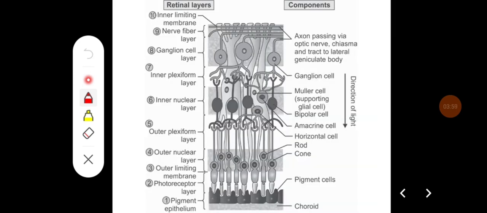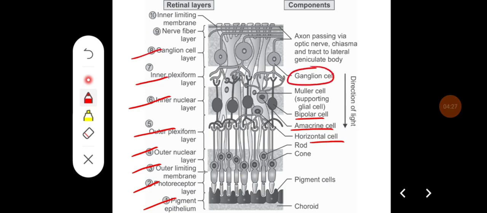So these are the 10 layers of retina, which start from the pigment epithelium, then the photoreceptor layer, outer limiting membrane, outer nuclear layer, which are made up of rods and cones, and outer plexiform layer, then inner nuclear layer, which is made up of bipolar, amacrine, and horizontal cells, then inner plexiform, and ganglion cell layer, which is made up of ganglion cells. Then you have nerve fiber and inner limiting membrane.